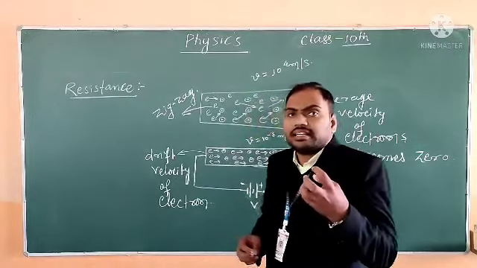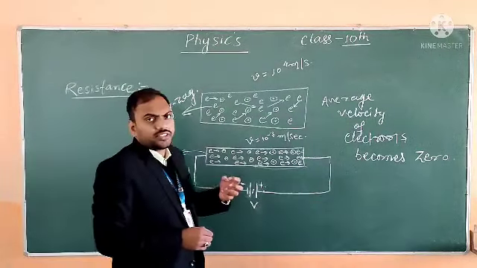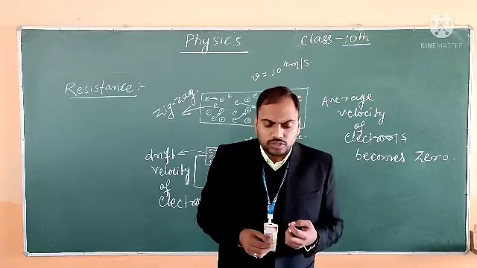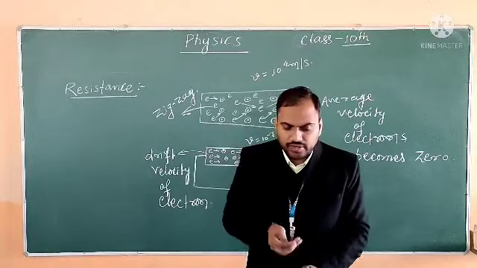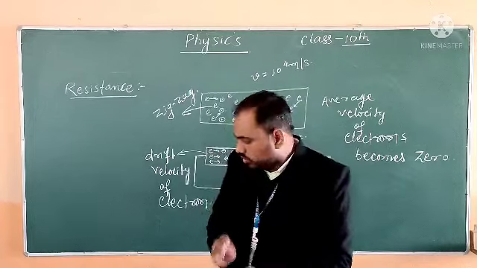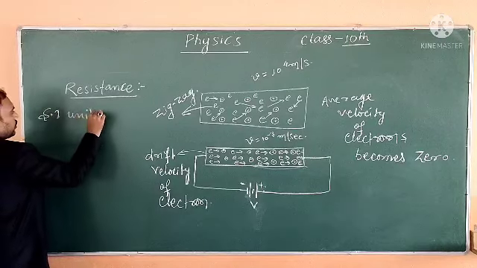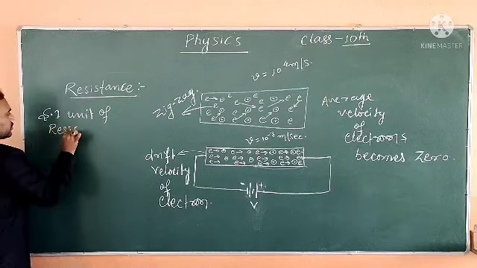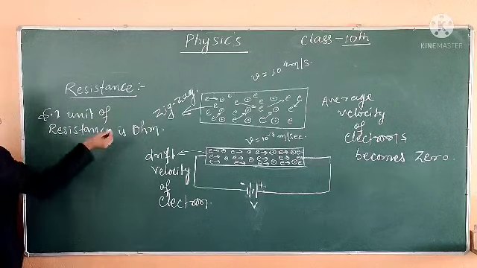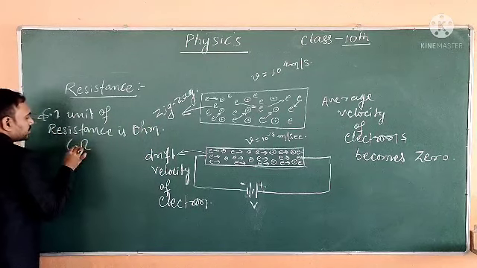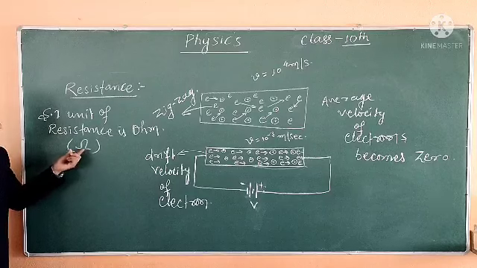Okay, so what is the unit of resistance? Ohm is the scientist who developed this. So the SI unit of resistance is ohm. Okay, ohm. It is symbolically written as, okay, ohm is represented by this letter.